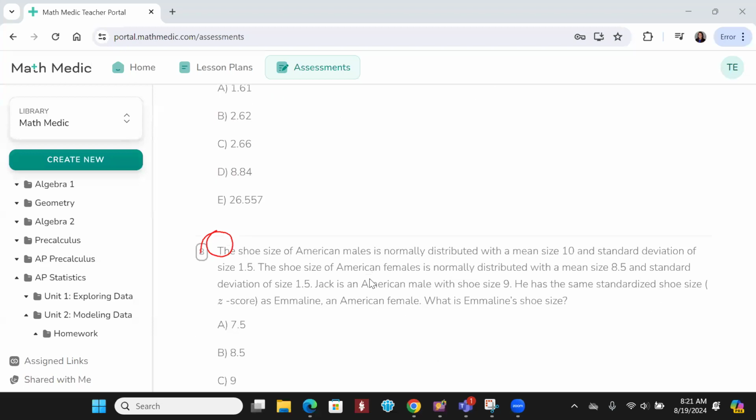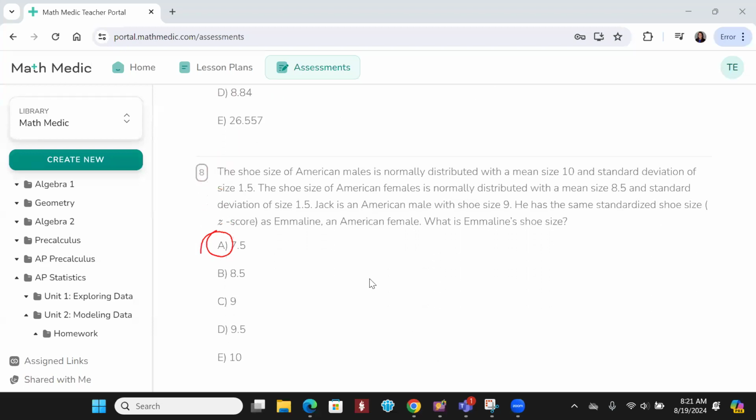The shoe size of American males is normally distributed with a mean of size 10 and standard deviation of 1.5. What is Emmeline's shoe size? 7.5. All right, are we feeling more comfortable with this? Okay. For your quiz tomorrow.